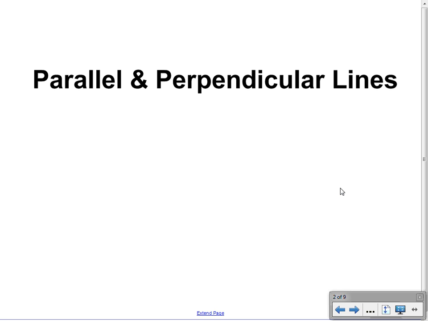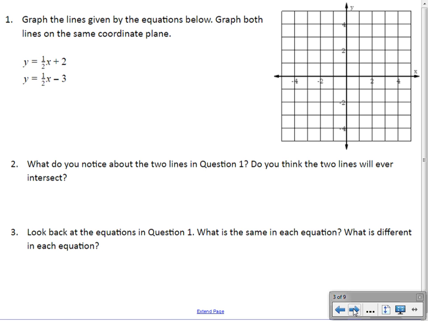Hi everybody, this video is going to talk about parallel and perpendicular lines. Now, you've heard about parallel and perpendicular lines before, but we're just going to start from the beginning and look at what it means for two lines to be parallel by looking at the graph and also by looking at the equation.